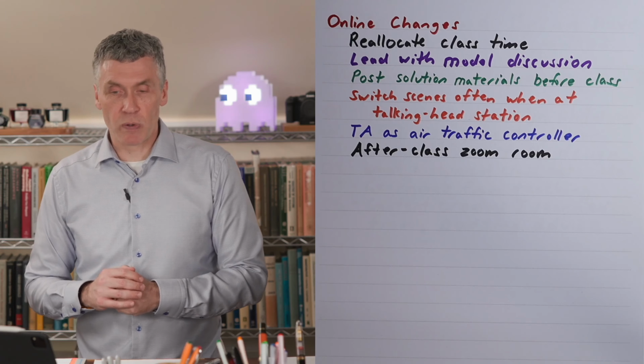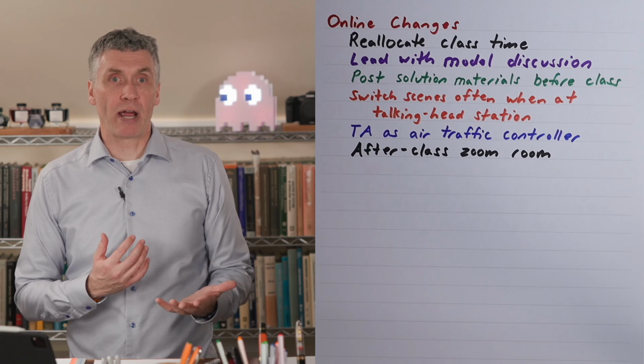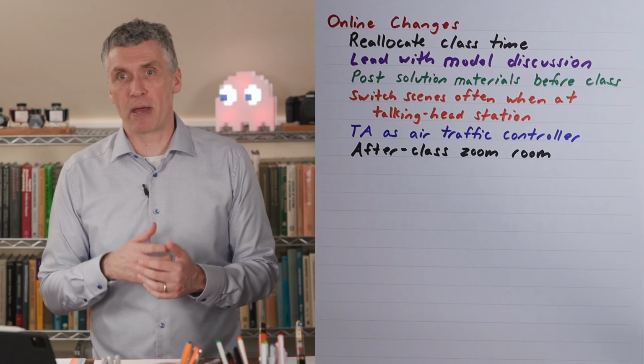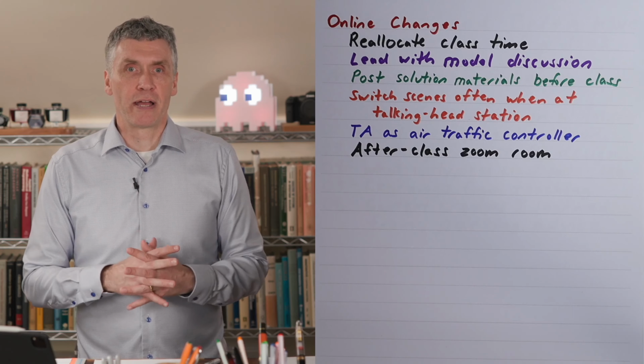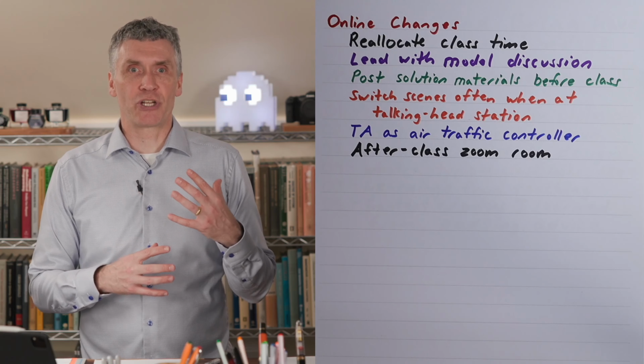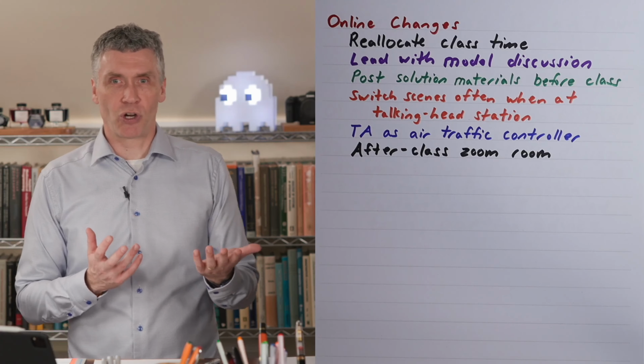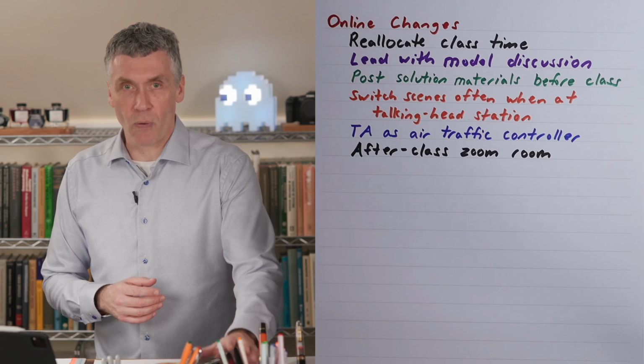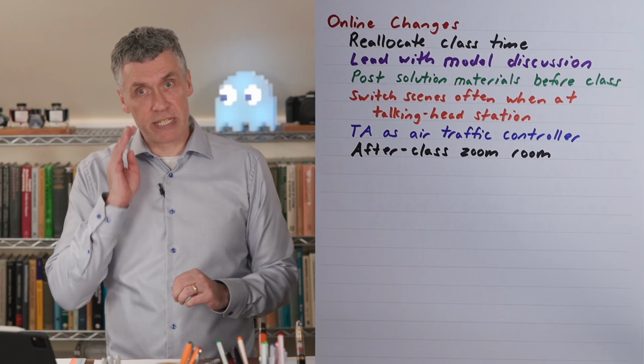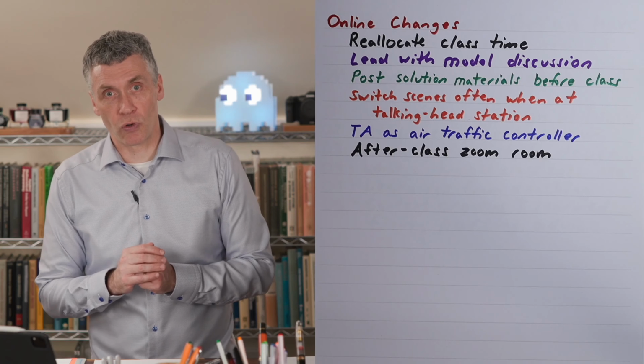I end up switching scenes a lot, as I'm doing right now, to try to keep things dynamic. I had a rule that I would try to change scenes every 2 minutes, but it became second nature quite quickly. I've already mentioned the importance of the TA as an air traffic controller.